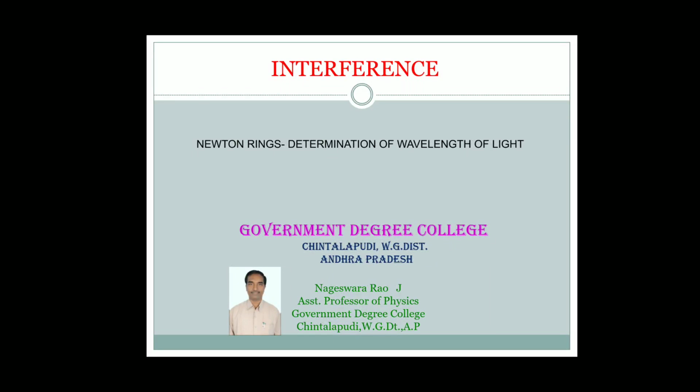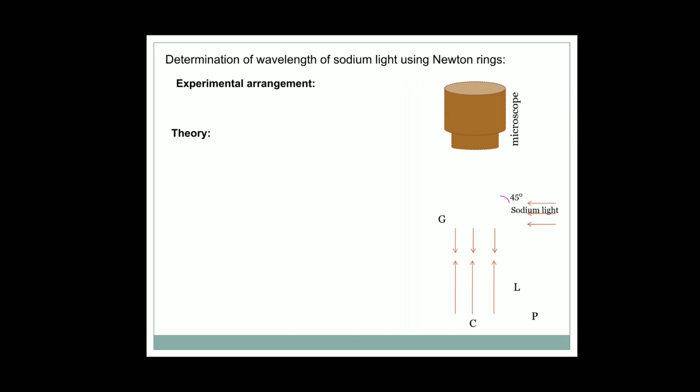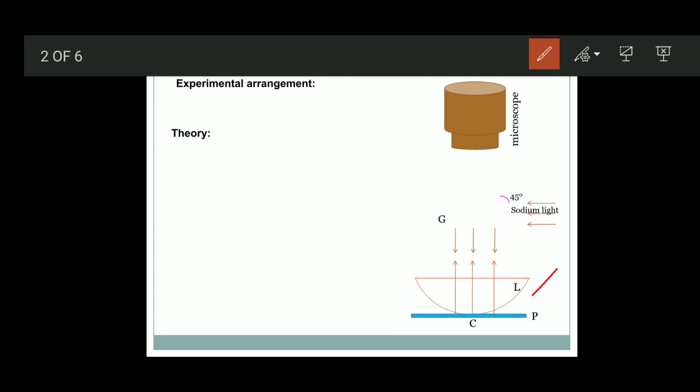In this presentation, we will discuss how we can determine the wavelength of light using the Newton rings experiment. This is the experimental arrangement in which a plano convex lens L is placed on the glass plate P. Then a wedge-shaped air film exists at this place.